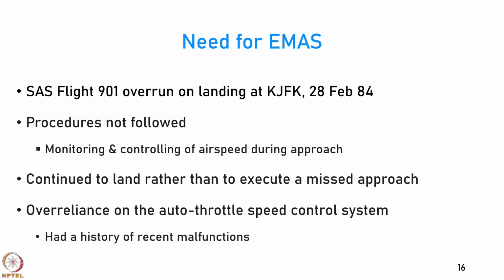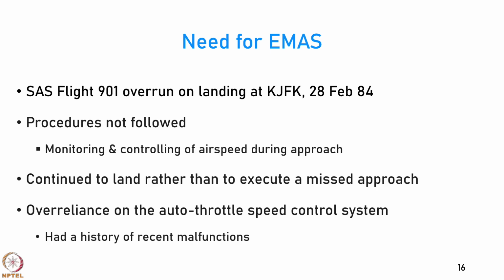There is a requirement for the pilots to monitor and to control the airspeed of the aircraft during approach. There is a proper checklist for that, and there is an SOP which was not properly followed in this particular case. What should have been done in hindsight is that the approach should have been missed, because the aircraft had already reached a large part of the runway before landing. So, the pilots decided to continue to land rather than to execute a missed approach, and that is why the remaining part of the runway available was too small.